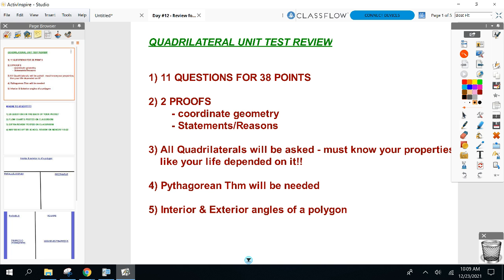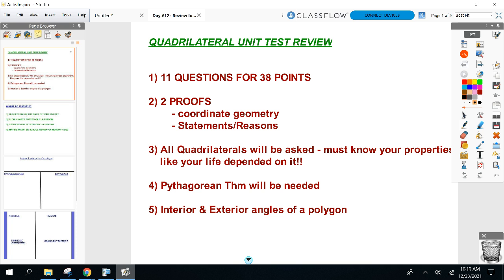And I know this unit has been all quads, except for day 1, when we did 180 times n minus 2. I did sneak a question in on the test on that.